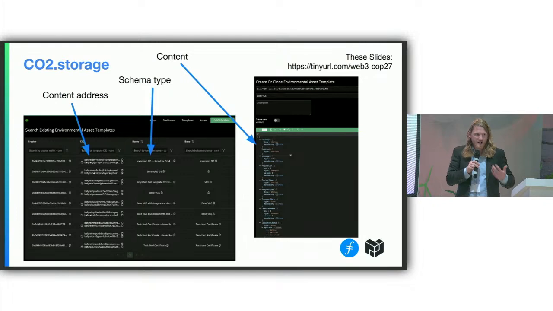So why is that useful? Why does that help you decentralize these offset registries?